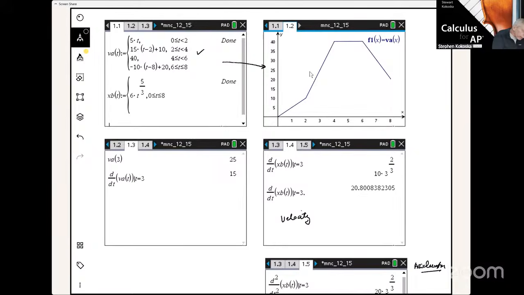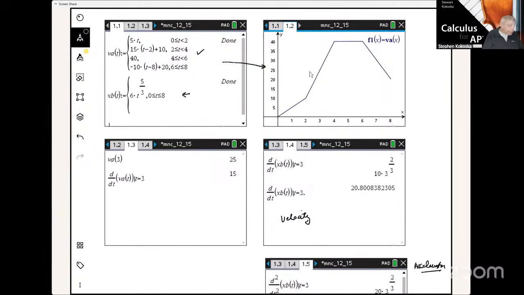Down here on the calculator screen, I also defined the position function for particle B. It looks kind of funny. It's got that left curly bracket there, but only one interval. I think the reason for that is because I wanted to define the position function of B only on the interval 0 to 8. And so that's why it's showing up with this curly brace. It's kind of a piecewise defined function, but with one piece.